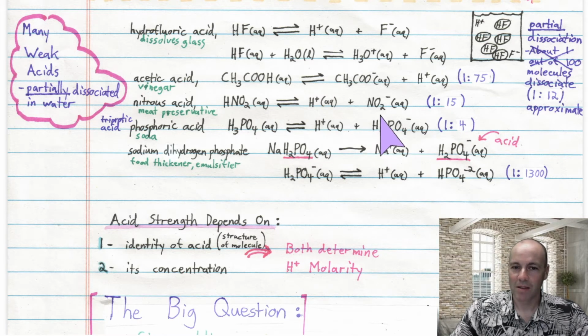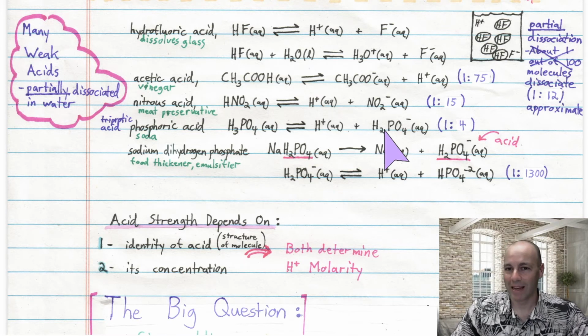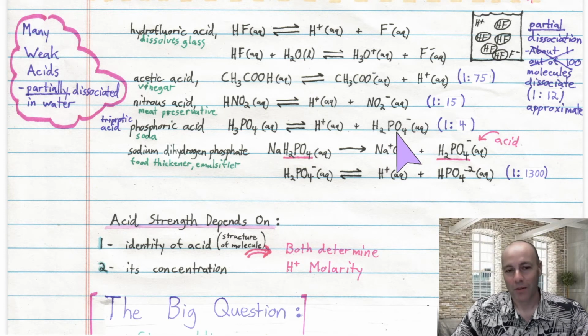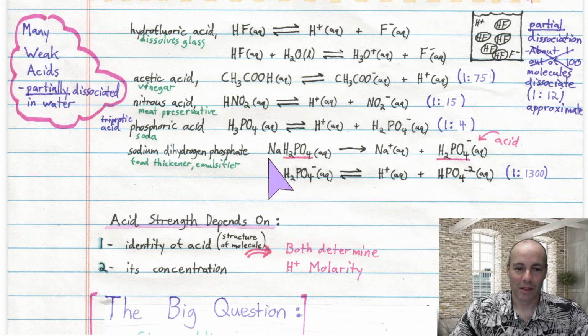Now, the conjugate base is the dihydrogen phosphate, and this can act as a weak acid by dissociating further, but the ratio would be less. It would be like 1 out of every 100 or so. So I don't know what the ratio is, but it would be less than 1 in 4. So H2PO4, you can find that in the form of sodium dihydrogen phosphate. So this ionic compound right here provides H2PO4.